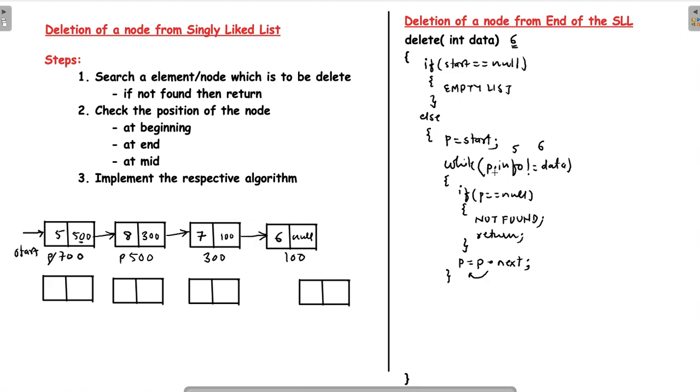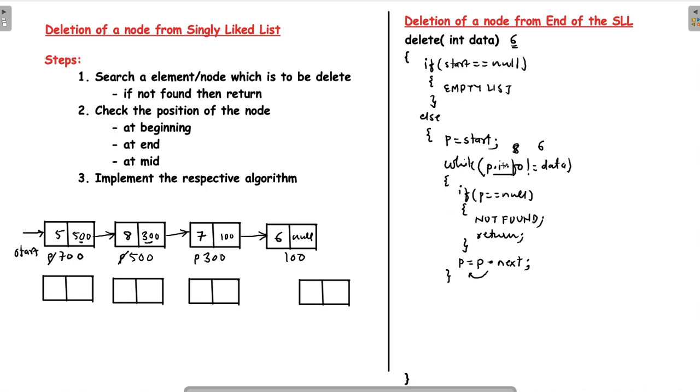Okay, then it will come back again. So what is p of info here? It is 8, which is not equal to 6. It will come inside. P is equal to null? No, because p contains 500. It will come out. P of next will be copied into p. So who is p of next? It is 300, that will be copied into p. So this will be your new p.